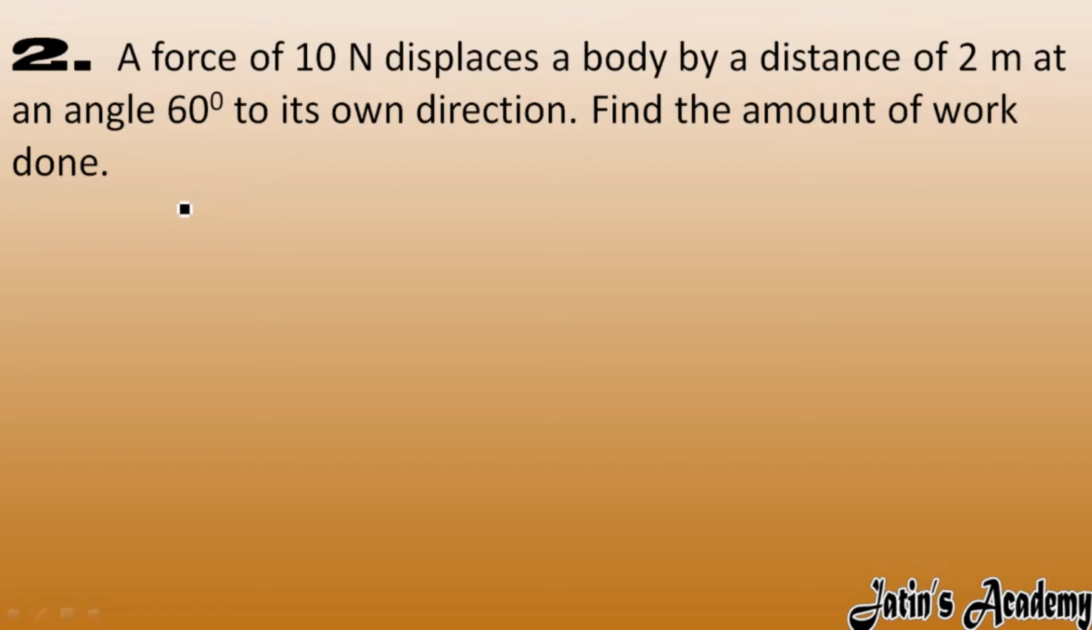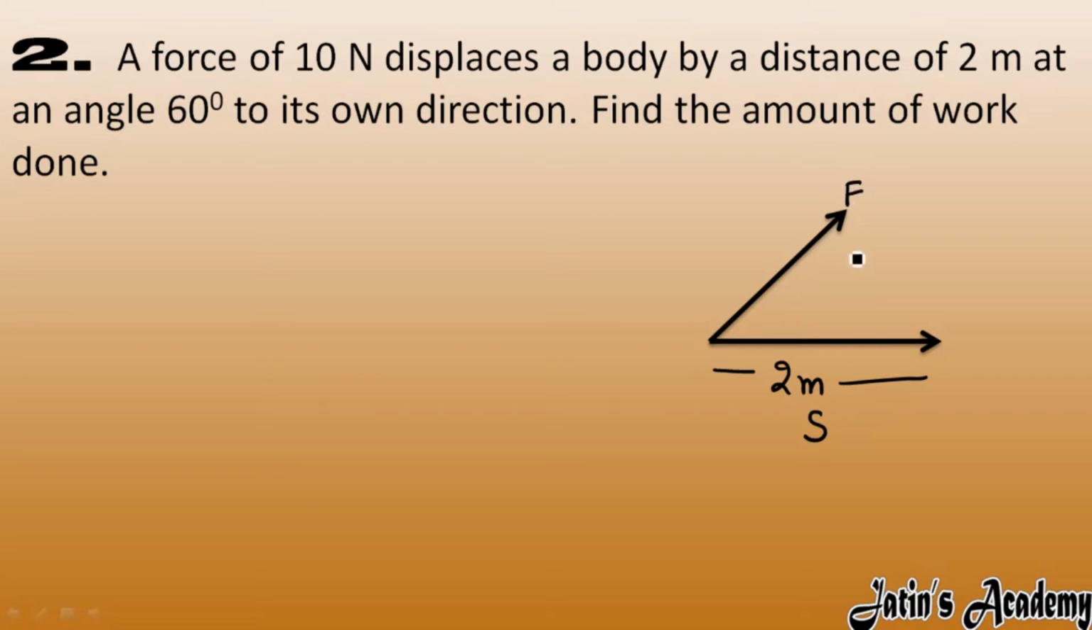In this question we have a case in which the body displaces 2 meter in this direction. Okay, this is the displacement, and force is acting at an angle of 60 degree to its own direction. So this is the direction of force. So in this case we have to calculate the work done. So first of all, given quantities: force we have 10 Newton and displacement we have 2 meter. Next we have the angle between force and displacement, which is 60 degree.